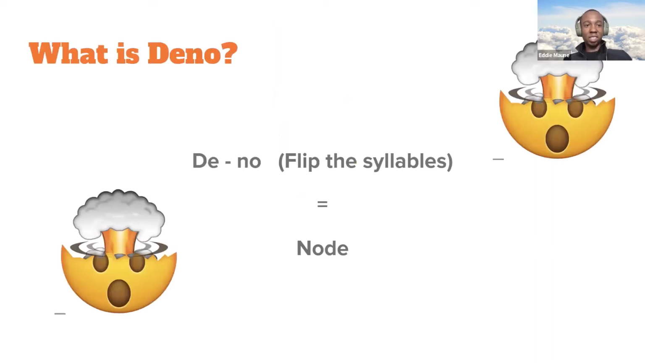Okay, so what is Deno? Just a fun fact that blew my mind. If you split Deno into syllables, like you remember from primary school, De-no, and then you flip the syllables, it makes Node. So Deno is actually an anagram for Node, for those who didn't know. So Node and Deno, kind of similar.